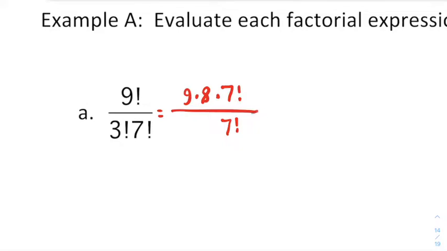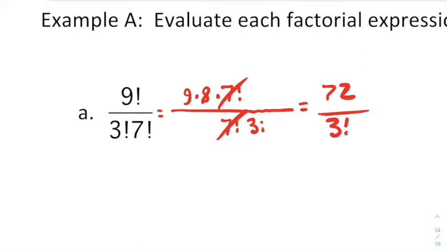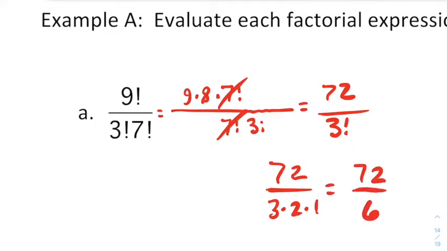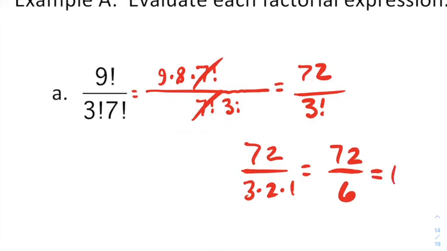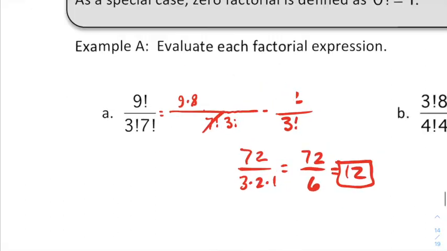Now you still also have this other 3 factorial. I'm going to write it out right here so I can expand it. So the 7 factorials will cancel out. You're going to have 9 times 8 in the numerator, which is 72. 3 factorial is 3 times 2 times 1, which is 6. And when you divide those, it comes out to 12 overall.